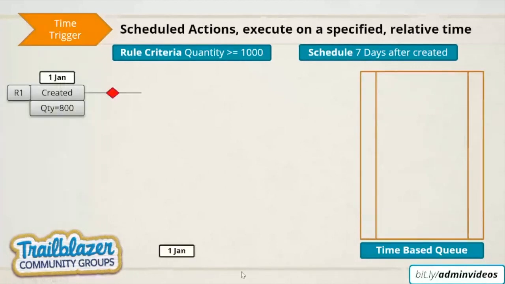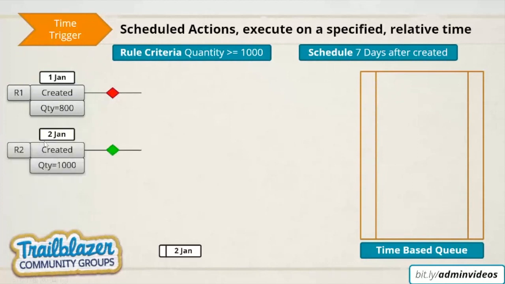We're starting on a timeline as well. So here at the bottom you would see the timeline, and I will take three records as an example trying to explain how this works. So on 1st of January, I created one record with quantity 800. Now it doesn't meet the criteria, so nothing happens. We are good. 2nd of Jan, I created another record, record 2, with quantity 1000. Criteria is being met. Now this satisfies the criteria.